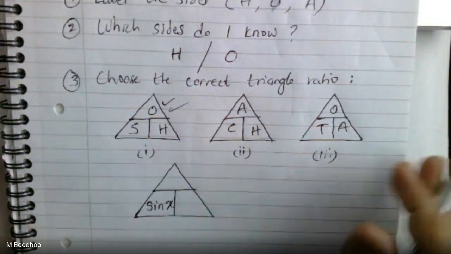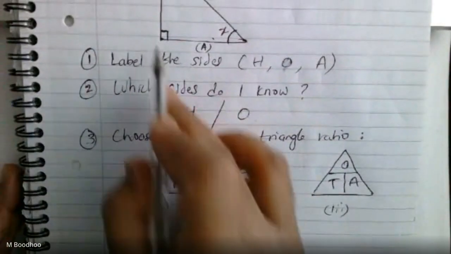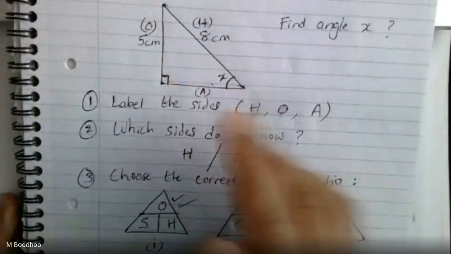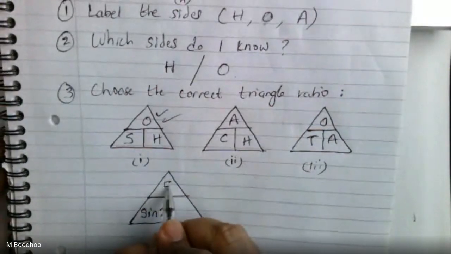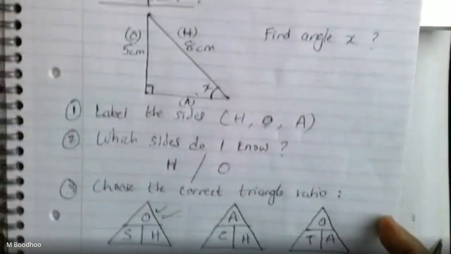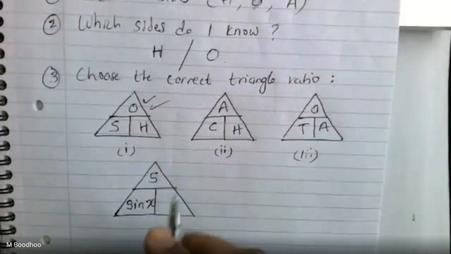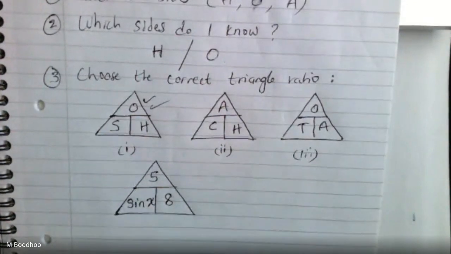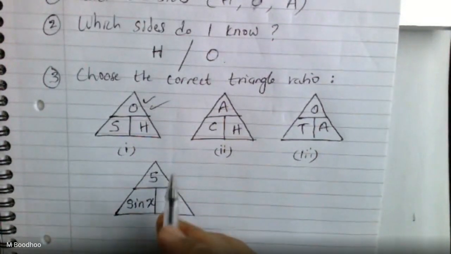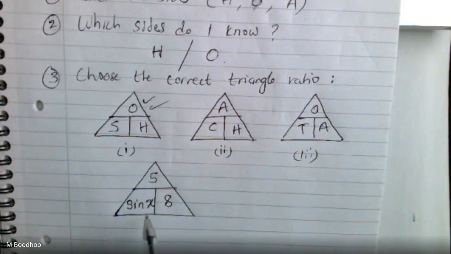However, you know O. O is just 5. It's given in your question. Can you see in your question here? So you're going to replace the value of O by 5. And then H, you already know, given from your question. It's 8. And you're going to replace this here. So you're going to have a triangle which consists of sine X, 5, and 8.